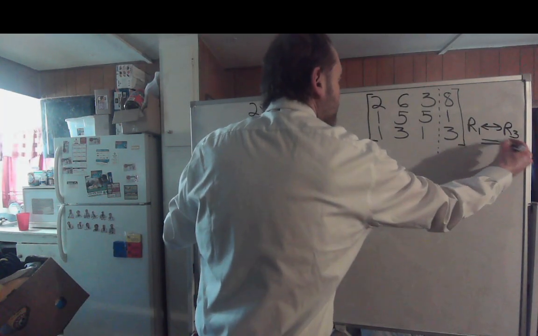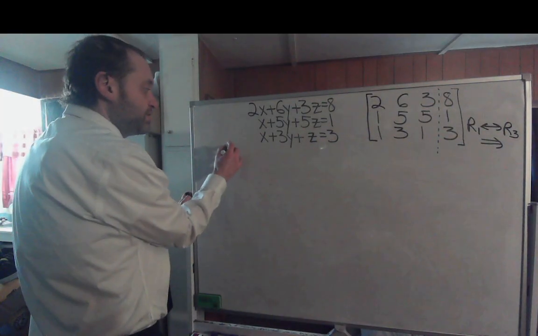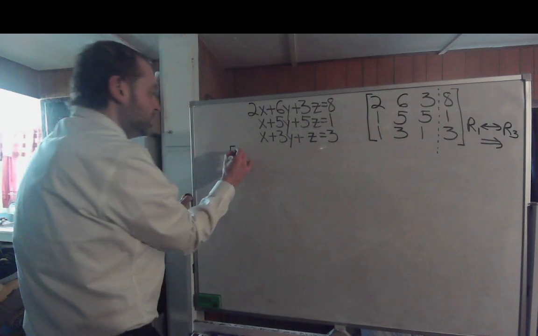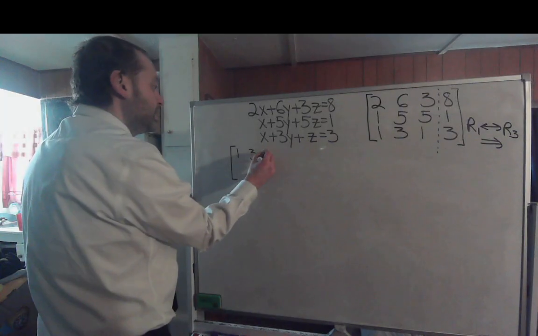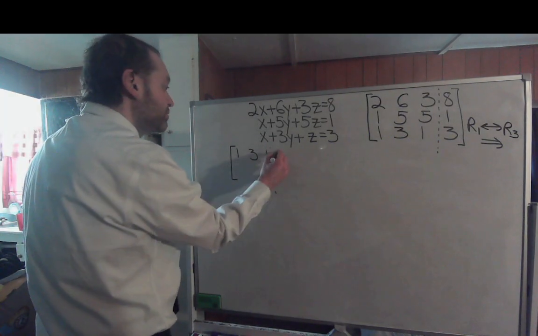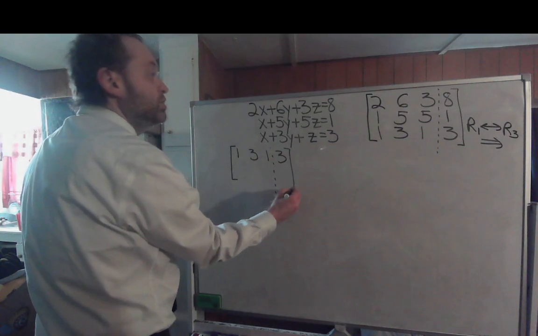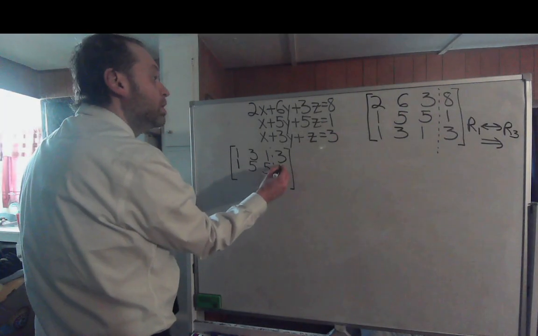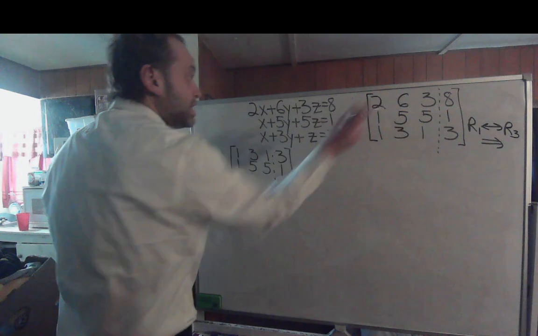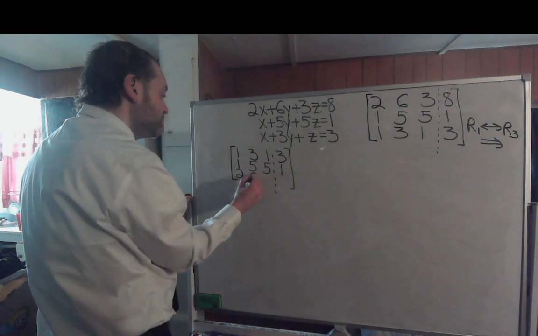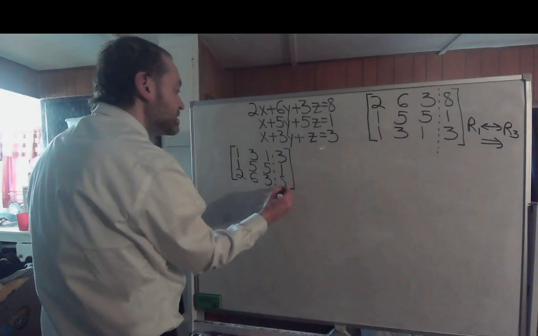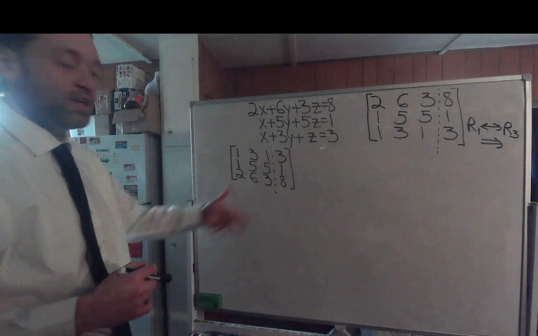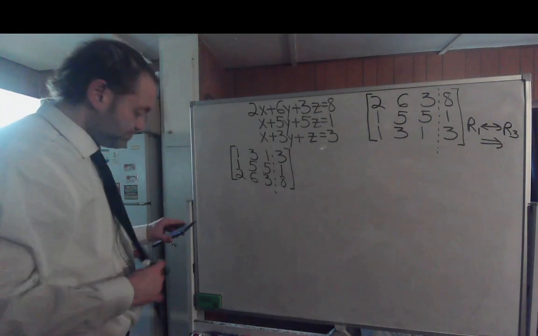We'll form a new matrix that way. Really, it's going to be the same thing. It's just we swapped rows. So row 3 becomes row 1. So we'll have 1, 3, 1, and then we'll have 3. Row 2 is being left alone for a moment. 1, 5, 5, and then 1. And then now row 1 became row 3, so you'll have 2, 6, 3, and then 8. So there's your rearranged matrix just by swapping rows. It's the same thing, we just swapped rows, that's all.